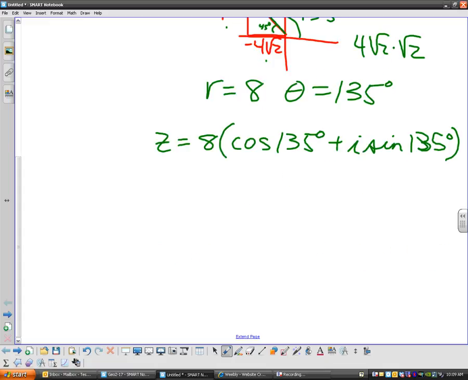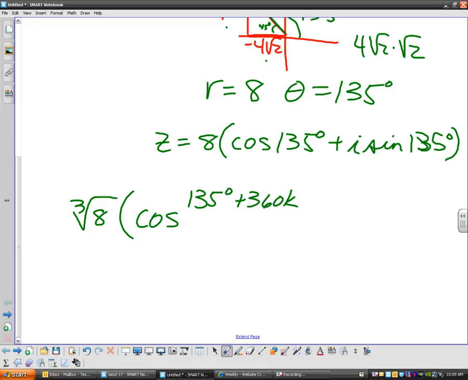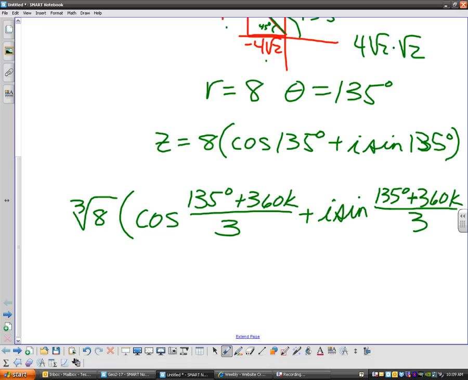So now the cube roots. Using our formula, we have the cube root of 8 times the cosine of 135 plus 360k divided by 3. 360 because I used degrees for the angle, and 3 because they're asking me for the cube root, plus i times the sine of 135 plus 360k, okay, over 3.